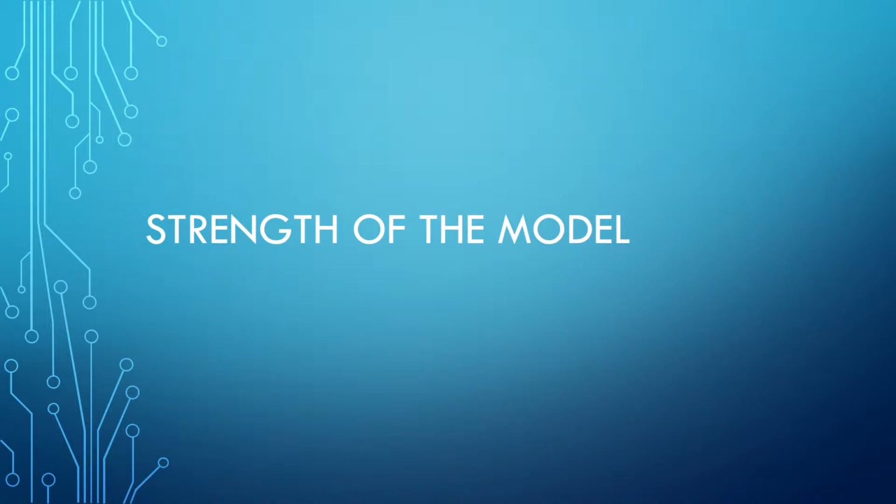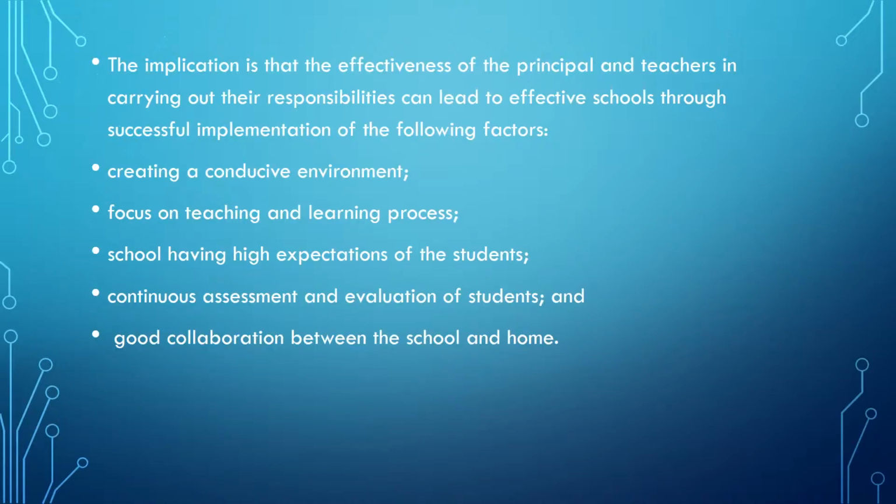Okay, very good morning. Today we'll be looking at the strength of the model based on our education system in Malaysia. So the implication of this model is the effectiveness of the principal and teachers in carrying out their responsibilities. This will lead to effective schools through successful implementation of the following factors. Of course, this is not the only factors, but these are the important factors that we have come across.